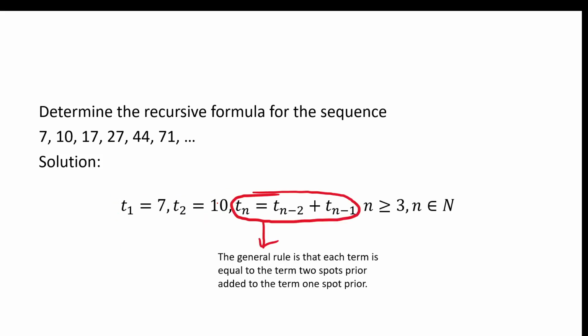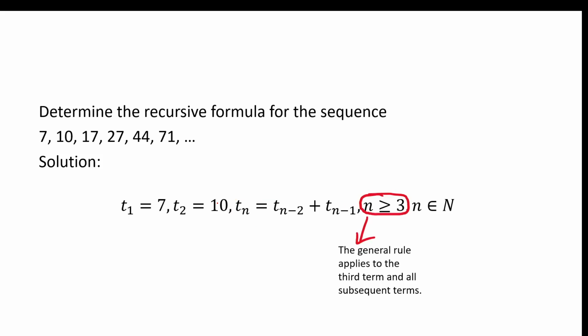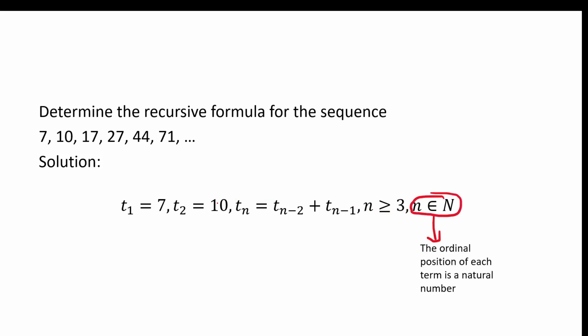Then the general rule is that each term will be equal to the term 2 spots prior added to the term 1 spot prior. Then that general rule will apply to the third term and all subsequent terms, and finally the ordinal position of each term will be a natural number.